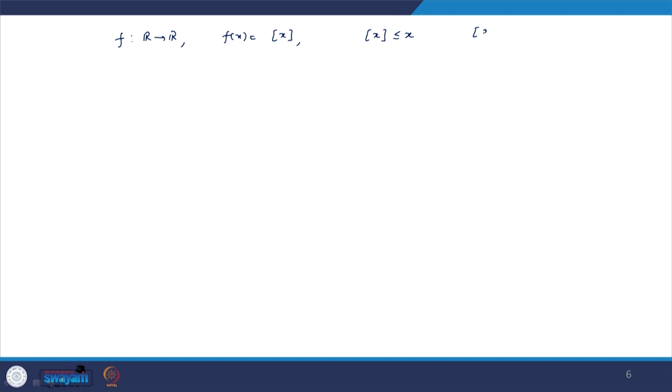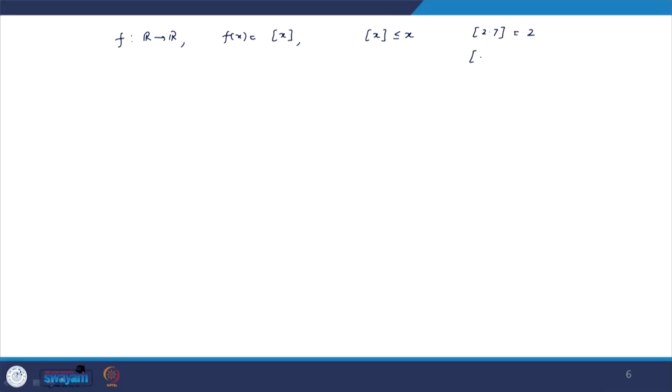Suppose you want to find out box of 2.7. Okay. So, box of 2.7 is 2, because see, there are so many integers which are less than or equal to 2.7, like 2, 1, 0, minus 1, minus 2 and so on, of which the greatest one is 2. So, it is the greatest integer less than or equal to 2.7.